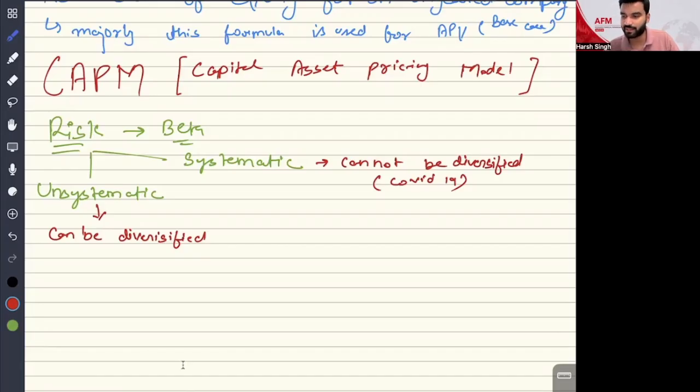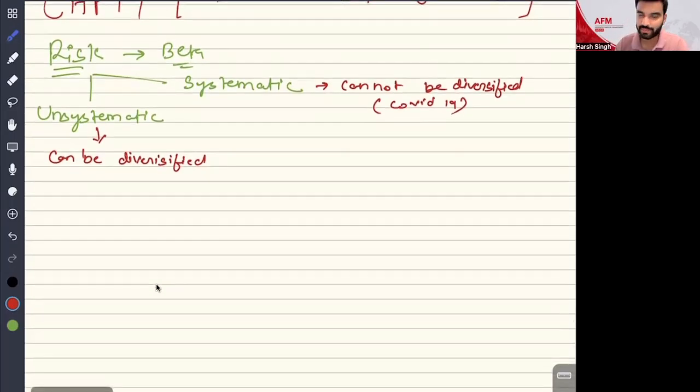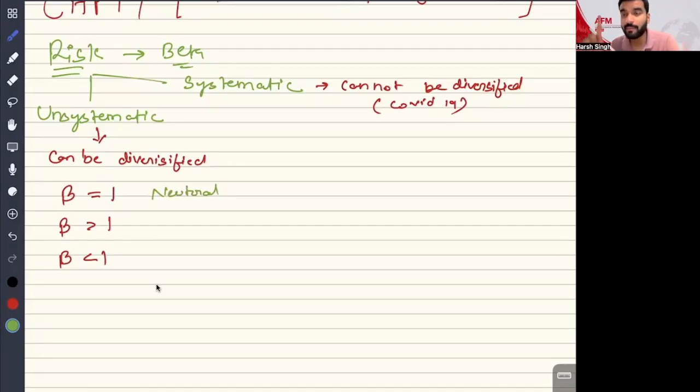Always remember, unsystematic risk can be diversified, systematic risk cannot. In a nutshell, systematic risk is always denoted by beta. Now, this beta can be 1, beta can be more than 1, and beta can be less than 1. What do all of these mean? If beta is equal to 1, the risk in the market and the risk in your portfolio is the same. We'll call it neutral.